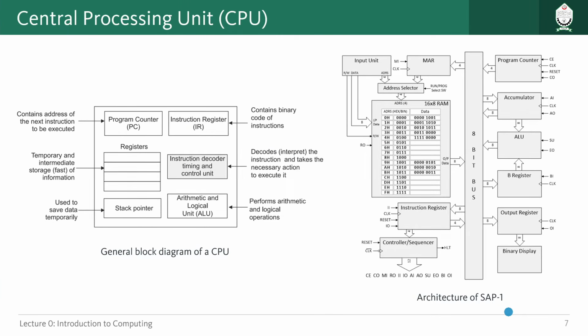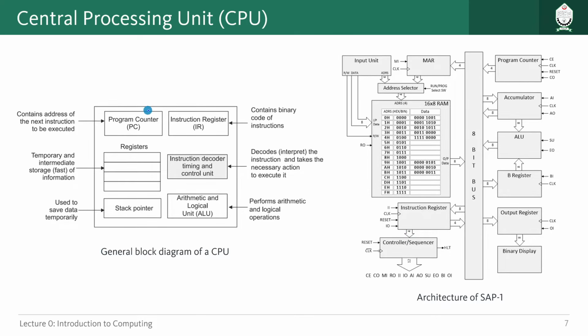Okay, so let us discuss the CPU. Here you can see a general block diagram of a CPU, and I have also kept the block diagram of SAP1 for convenience. We will compare them with each other and try to understand how they are almost similar. The different components are almost similar for the case of CPU, which we need to understand, and the one we learned earlier in the 3rd semester.